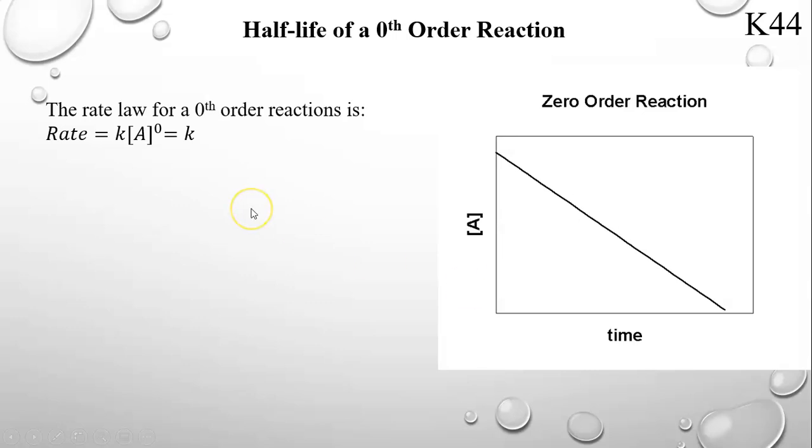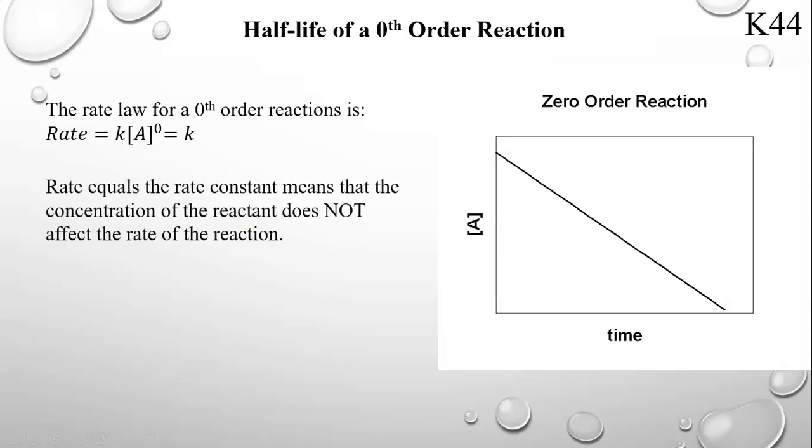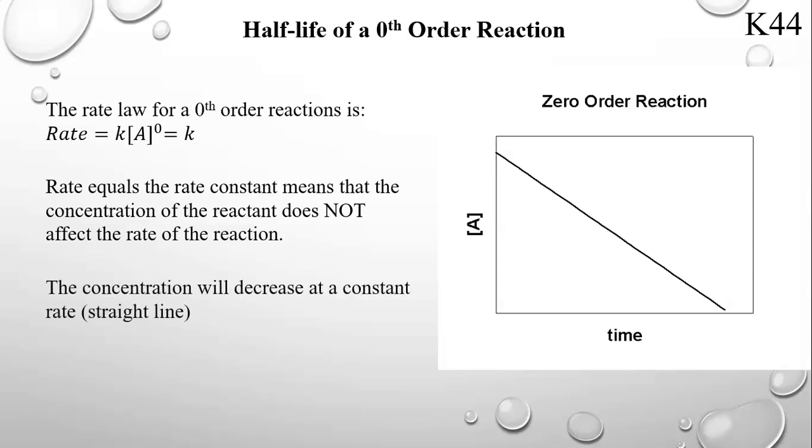It doesn't change. So the thing you need to remember about a zero order reactant is the rate equals the rate constant, means that the concentration of the reactant does not affect the rate of the reaction, because you don't see the concentration anywhere up there. Rate equals k. Whatever that is, it never changes. So concentration has nothing to do with the rate for a zeroth order reactant. The concentration will decrease at a constant rate, straight line. So you're simply plotting the concentration versus time, and it goes down at a constant rate.